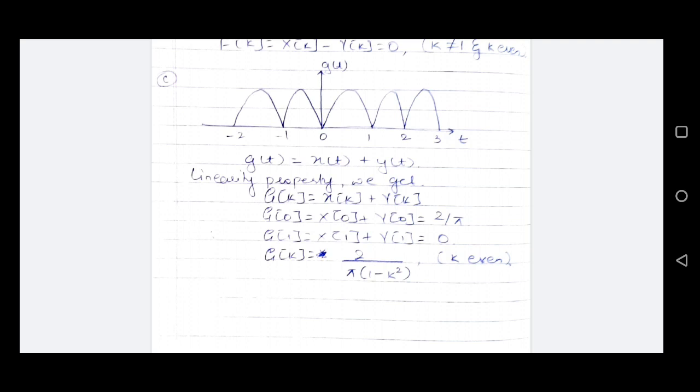For k equals 0, x of 0 plus y of 0 will be 2 divided by pi, and for k equals 1, x of 1 plus y of 1 will be equal to 0, and for even values of k, g of k will be equal to 2 divided by pi times 1 minus k square.